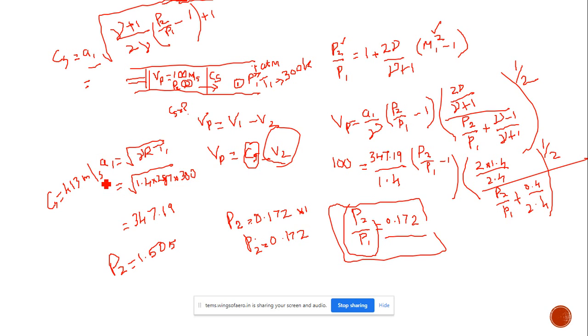Okay, so this is how we need to solve this sum for finding the moving shocks, because for moving shock the shock speed will be there, so we need to find the value for the shock speed. In some cases they may give some velocity here also, then CS will not be equal to V1. There will be some change in fluid velocity downstream also, upstream also. This is how we need to find. So just note this VP formula and the CS formula also. Okay.